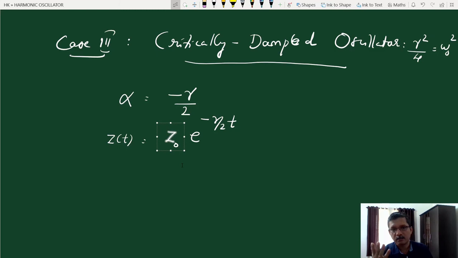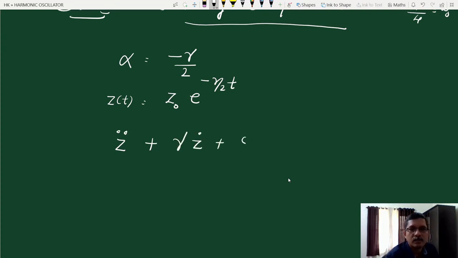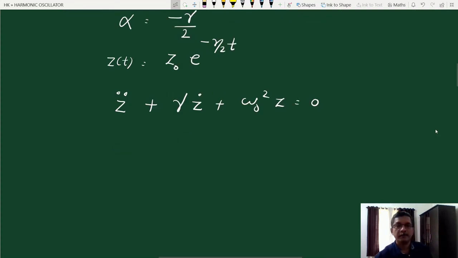Let us assume that in the original trial solution, z0 can be a function of t. Z0 can vary with t. Z0 can parametrically change with t. So let us go back to our original differential equation. What was our original differential equation? Z double dot plus gamma times z dot plus omega 0 square times z equal to 0. Now we can go back to the trial solution and assume that the amplitude changes with time.